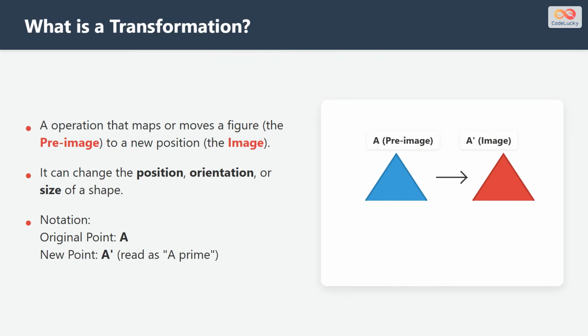First, let's define what a transformation actually is. Simply put, it is an operation that maps or moves a figure to a new position. The original figure is called the preimage, and the resulting figure after the move is called the image. We often use notation like a prime to distinguish the new points from the original ones.